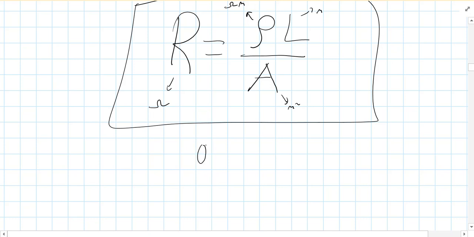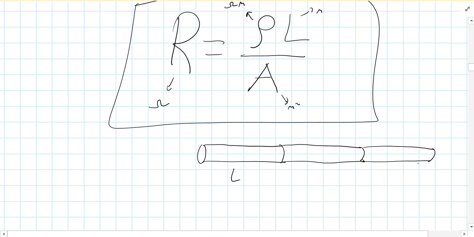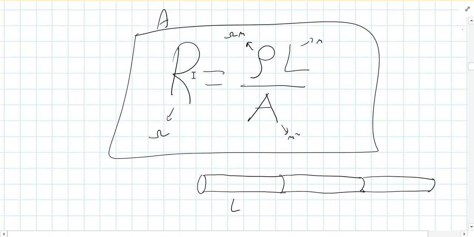Let's say I've got a resistor that's fairly pliable. Let's say I have that, and it's got a length L. And let's say I add 2 more to it like so. So now the total length is 3L. By what factor does my resistance change?